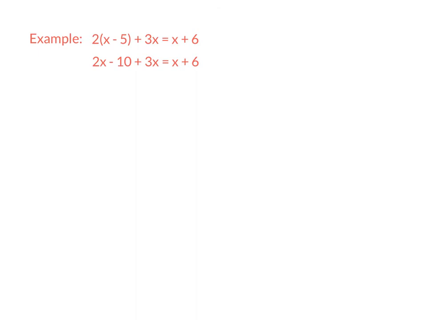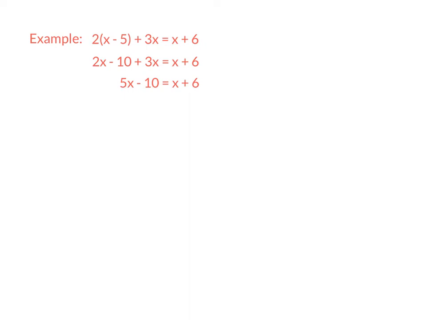So after distributing the 2 and getting rid of the parentheses, I have 2x minus 10 plus 3x is equal to x plus 6. Well, now we can group like terms together on either side. So after combining like terms, we end up with 5x minus 10 on the left is equal to x plus 6 on the right. Okay, now I want to get the x's together on one side and the numbers on the other. Okay, so what am I going to do?